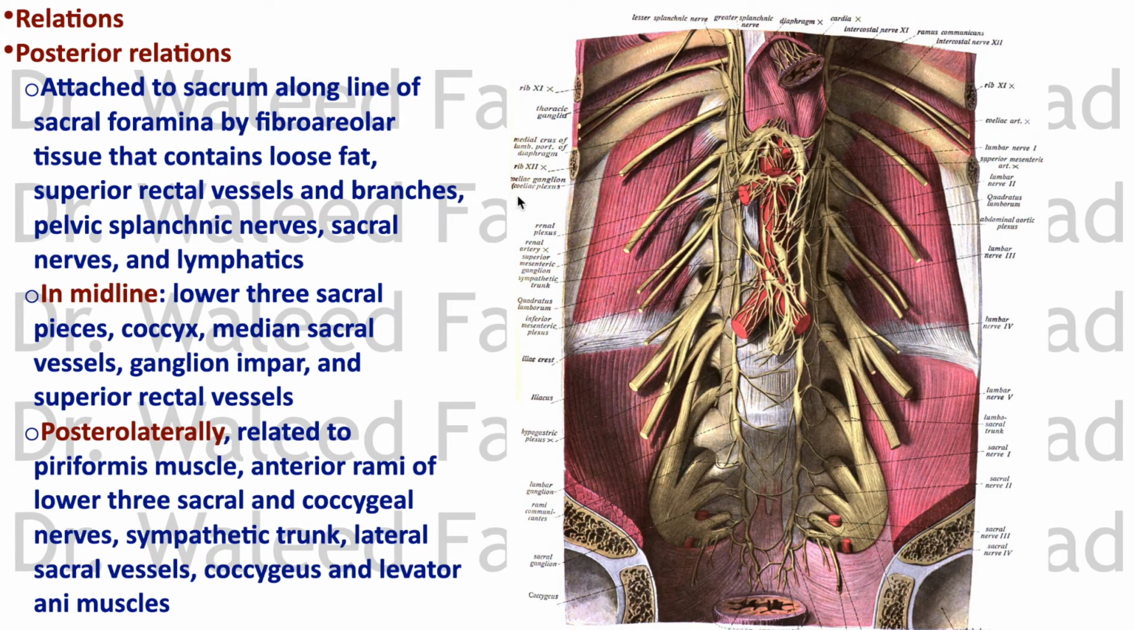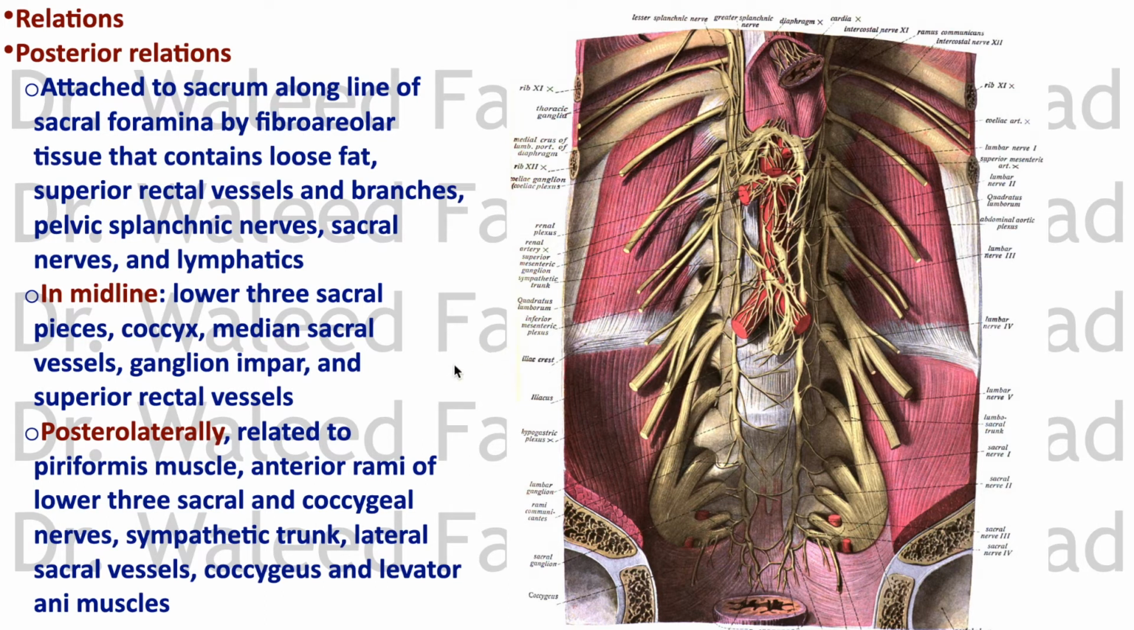The relations of the rectum, the posterior relations of the rectum, the one we are looking at here, you can divide it into posterior relations in the midline and posterolateral relations. Now, posteriorly, the rectum is attached to the sacrum along the line of the sacral foramina by connective tissue that contains the pelvic splanchnic nerves, the nerve supply for the rectum, contains lymphatics, contains even the superior rectal vessels, the main supply of the rectum.